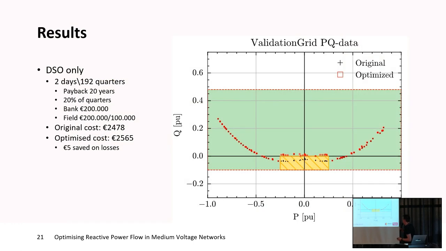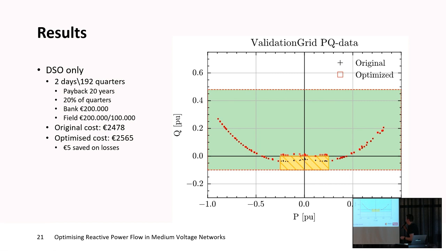Now, for some results, and I will not bother you too much with this. You can see that the program was able to move PQ points. These black points were the original points. The optimization is able to move them out of the not allowed orange square in this case.